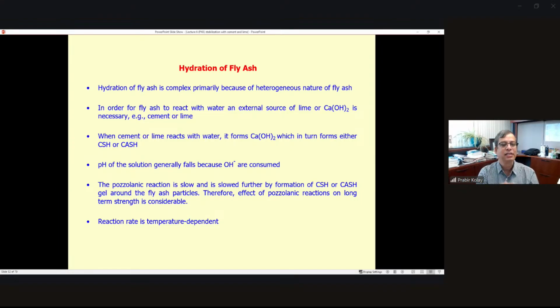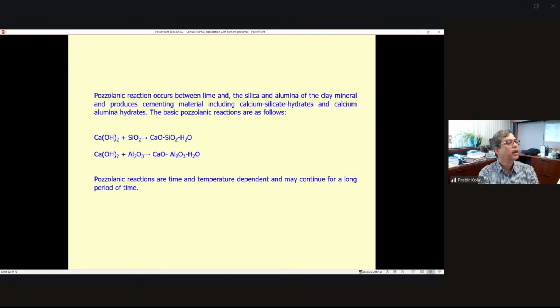So there is not only fly ash, there is bottom ash, and sometimes the fly ash and bottom ash are mixed together, added with water, and then pumped to the lagoon. Here's the lagoon ash. These properties are also getting changed. So again, calcium hydroxide plus silica forms calcium silicate hydrate, CSH. With alumina, it forms the calcium aluminate hydrate. So we call it CAH. The polymer reaction is temperature dependent and may continue for a long period of time.